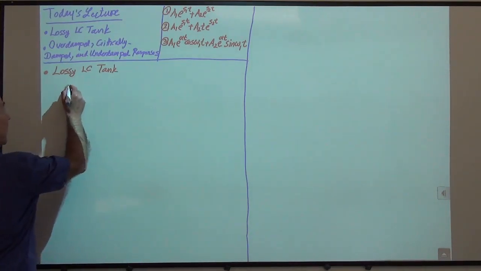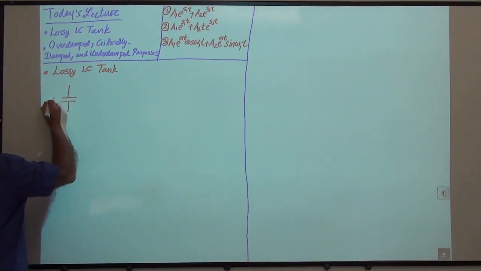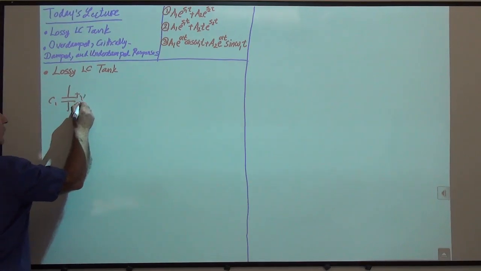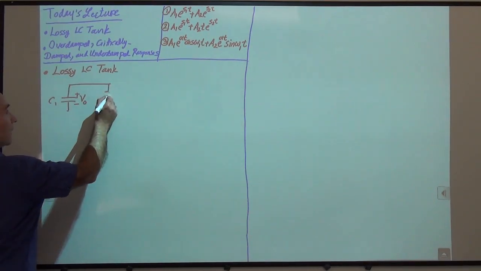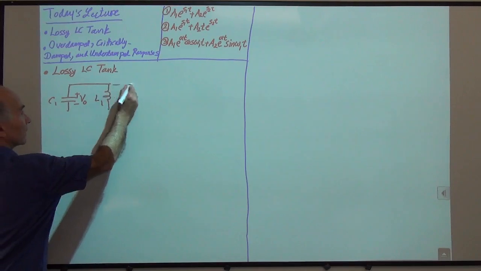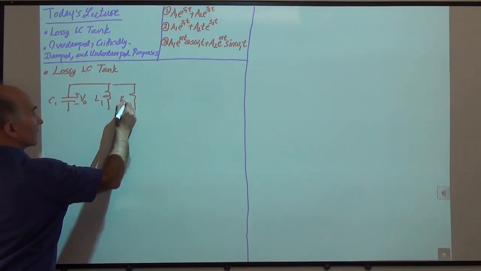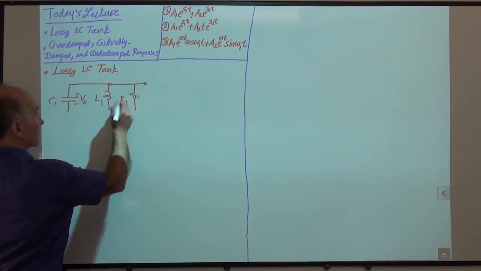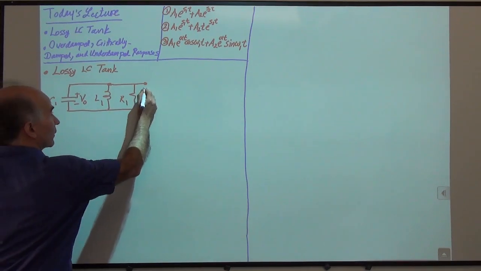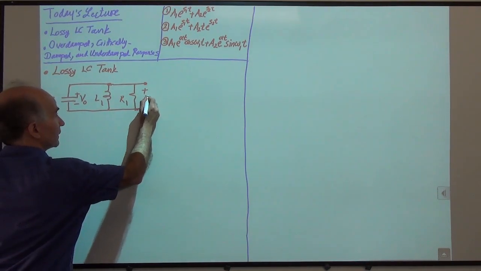Okay, so here's our simple circuit, C1, initial condition of V0, then we have our inductor, we have our resistor, and we have our output voltage here.